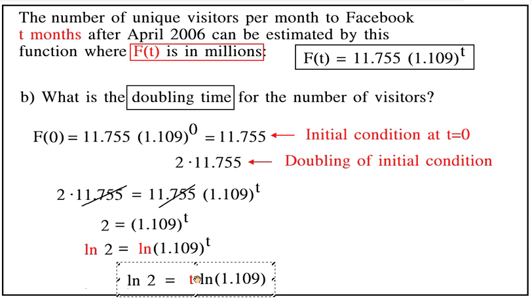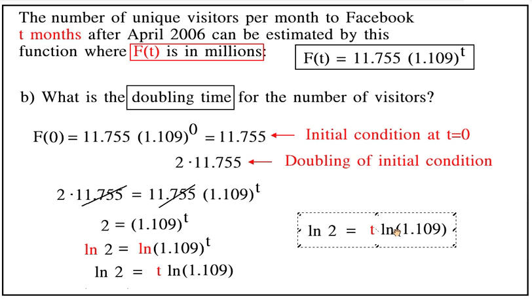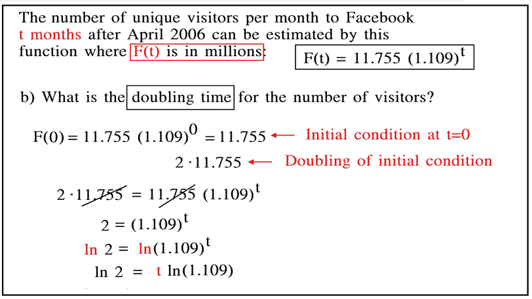It's no longer trapped up as an exponent, and it's now solvable for, you simply divide both sides by the log of 1.109, the natural log of 1.109. And this is what you get.